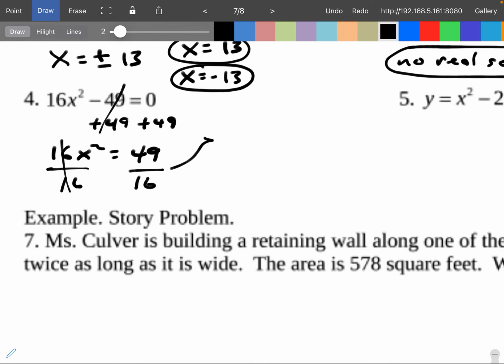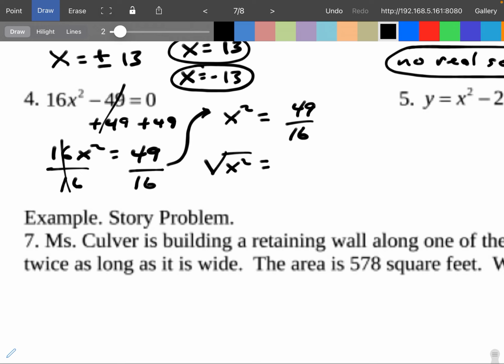Those will cancel out, make a 1. So then I will get x squared equals. Now, you might be tempted to divide 49 by 16, but then you're going to get a decimal. And if you notice, 49 and 16 are both perfect square numbers, right? Like 49 is 7 times 7, and 16 is 4 times 4. So I'm actually going to leave it as 49 over 16.